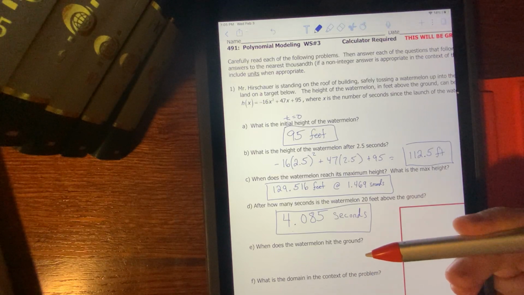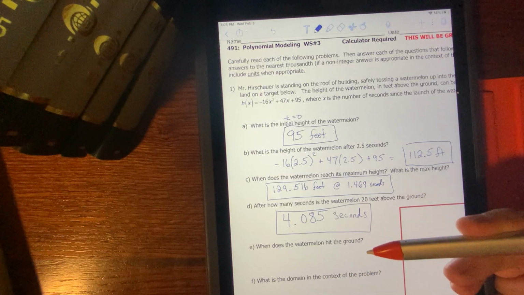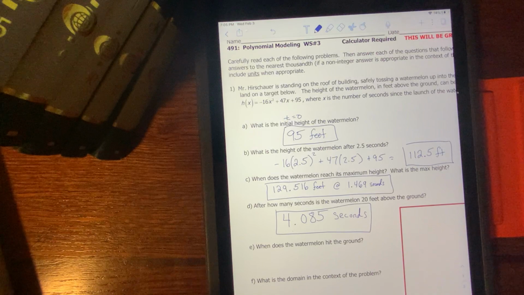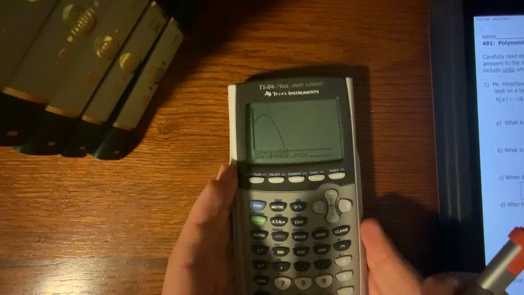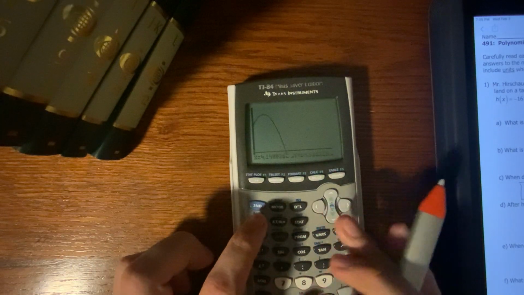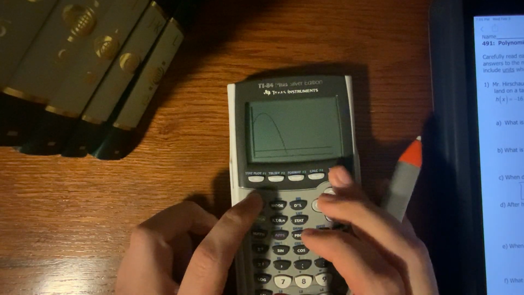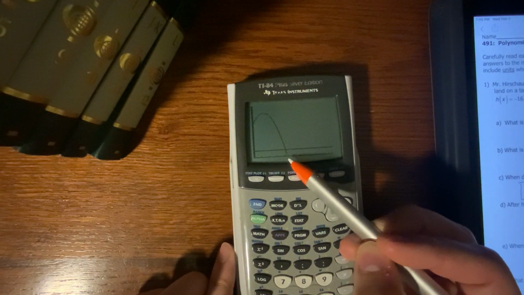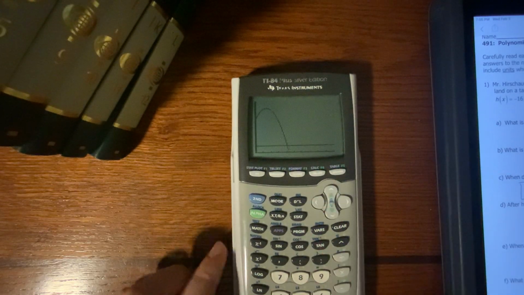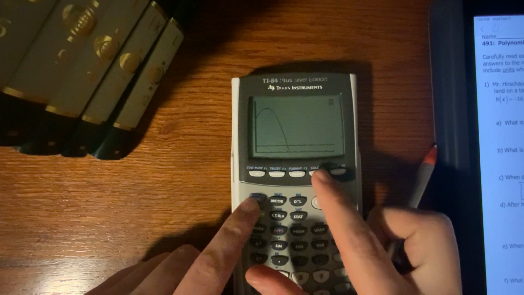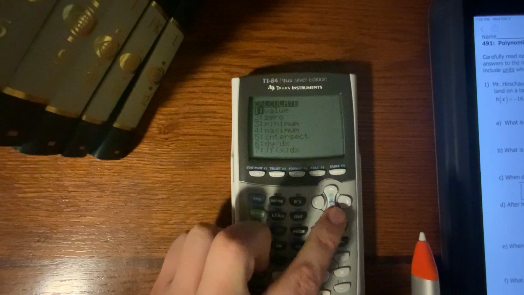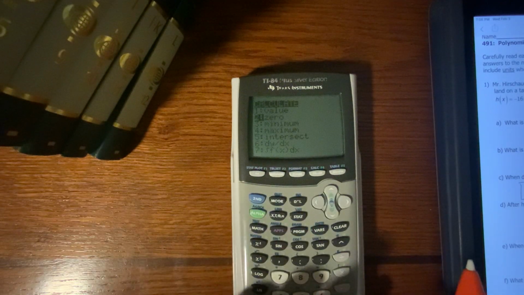And then the third and final function you need to know how to do is how to find an x-intercept. When does this thing hit the ground? So, back to the TI. And again, we're talking right down there. When does it hit the x-axis? Well, I'm going to go second, trace, and I'm going to go down to number 2, the 0.